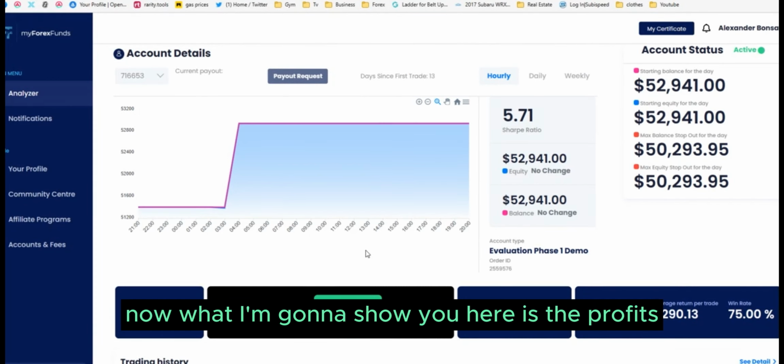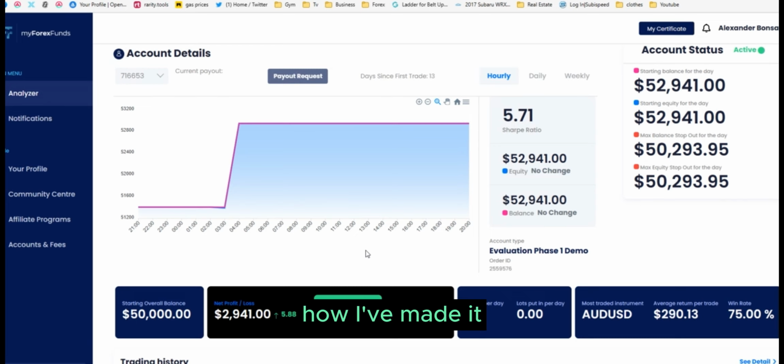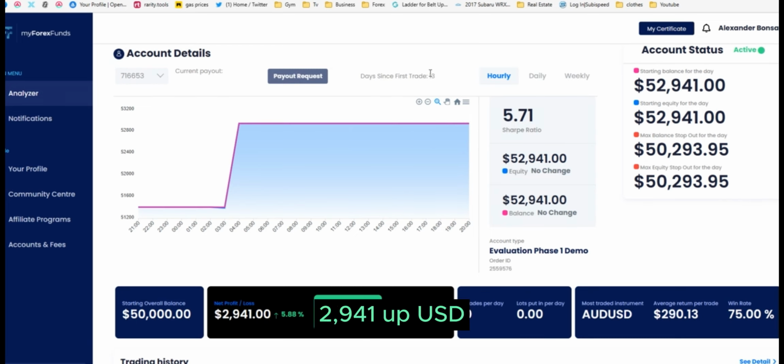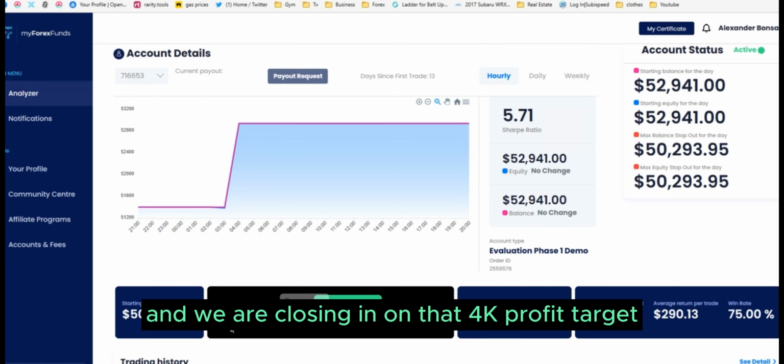Now what I'm going to show you here is the profits, how I've made it. I'm on a 50k funded account here. As you can see, 2,941 up USD, 75% win rate, and we are closing in on that 4k profit target quite quickly.